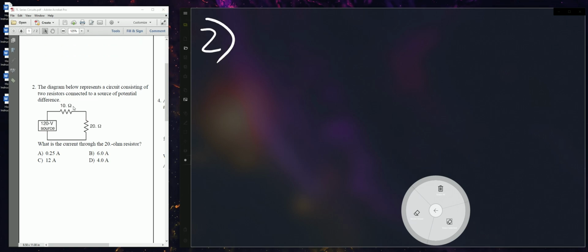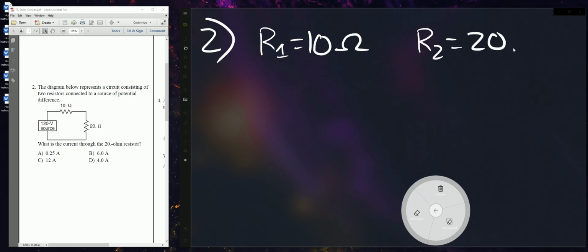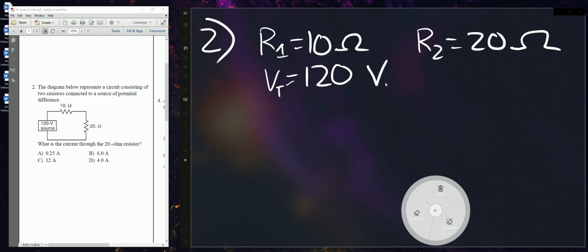A diagram below represents a circuit consisting of 2 resistors connected to the source of potential difference. What is the current running through the 20 ohm resistor? Resistance 1 is 10 ohms, and resistance 2 is 20 ohms. Your total voltage is 120 volts.